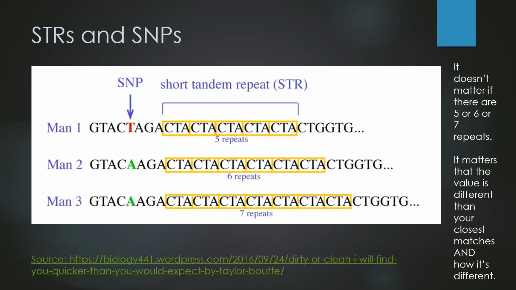It doesn't really matter if there are 5 or 6 or 7 repeats. It just matters that it did happen. It doesn't matter what those bases are or the fact that there are 5 of them or 6 or 7. What matters is that the value is different than your closest match, and how it is different. So man number 1 and man number 2, well, that's not a good example. Let me use man number 2 and man number 3. Man number 2 has a repeat of 6. Man number 3 has a repeat of 7. So they're one genetic distance from one another.